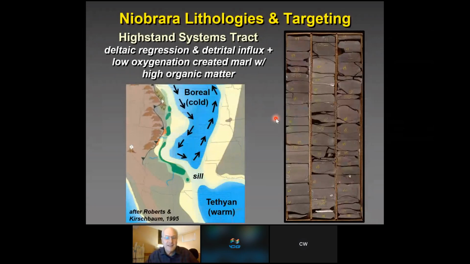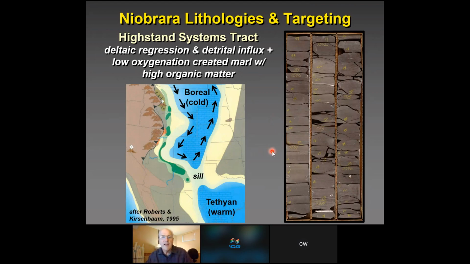What about during high stands? The deltas, the shorelines built to the east, to the west. This narrow neck, you had a shallow sill, it prevented the spillover of the warm Tethyan waters. We had this estuarine type of circulation. So we have these delta regressions and more detrital influx mixing with a biogenic component. So we got these marls. But because of the low oxygenation, the stagnation on the seafloor, this actually preserved a lot of high organic matter content. We didn't have a lot of burrowers to remove it.